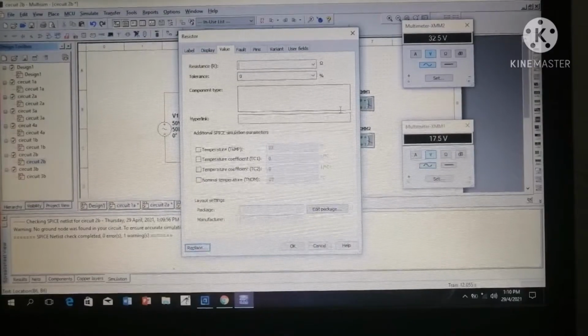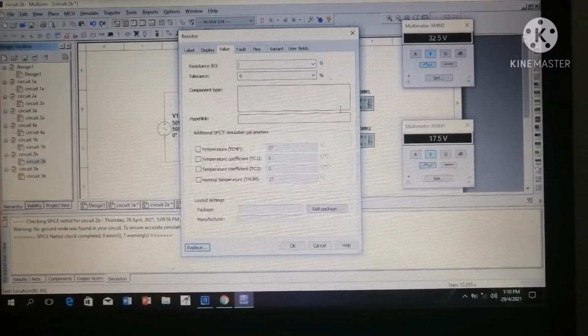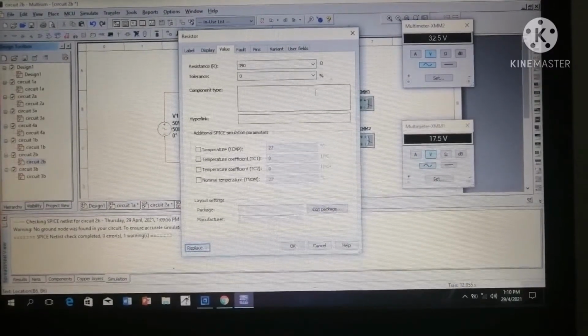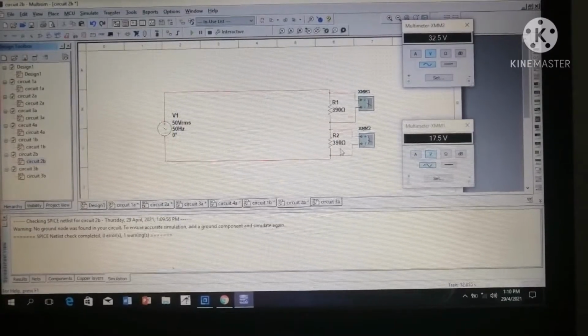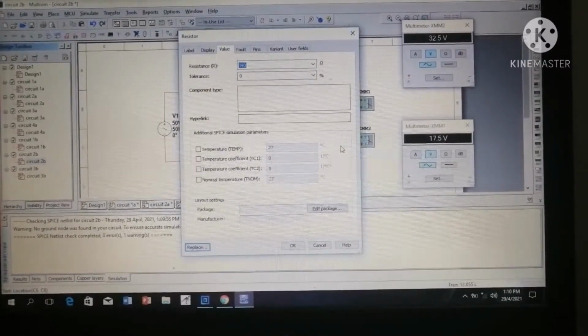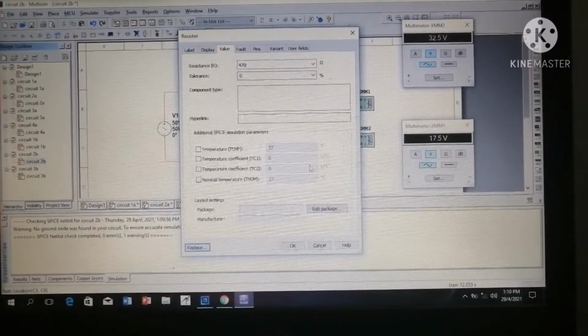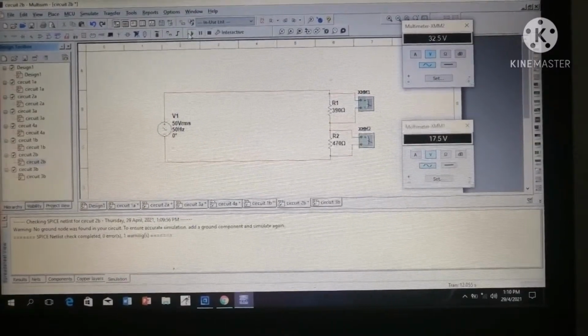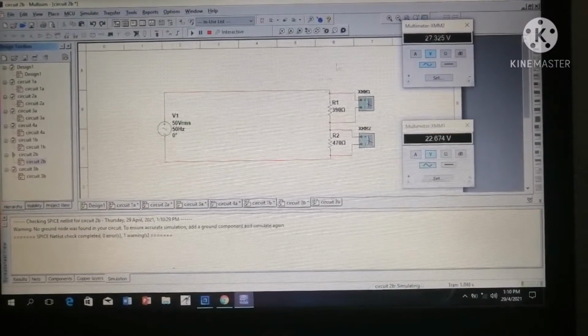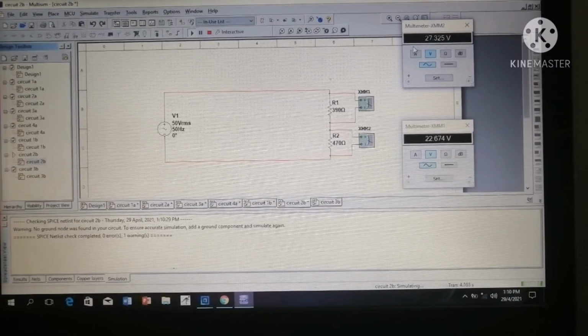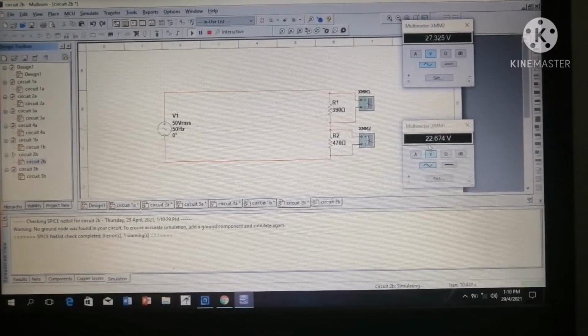Change the value of the first resistor to 390, and R2 we change to 470 ohms, and then run the simulation back. For the first multimeter we get 27.325 volt, and for the second multimeter we got 22.674 volt.